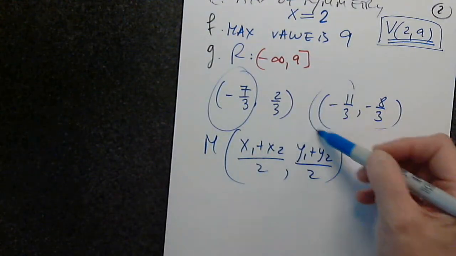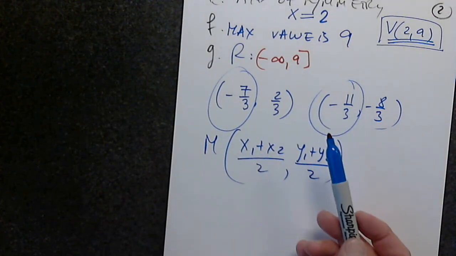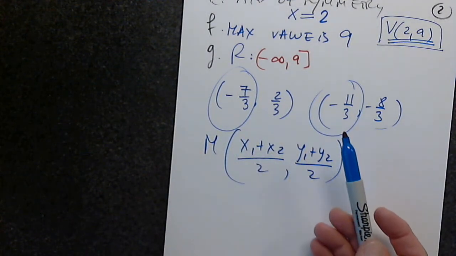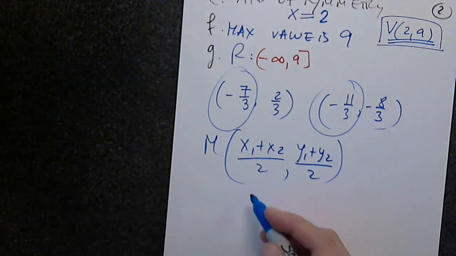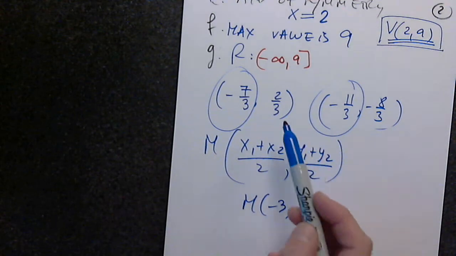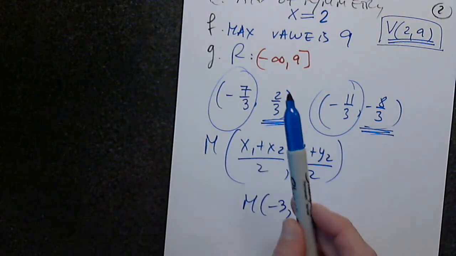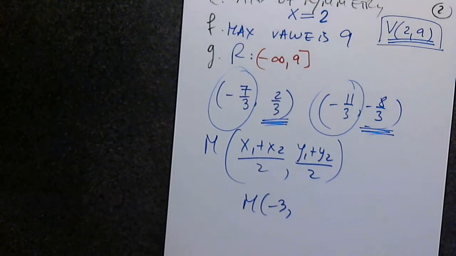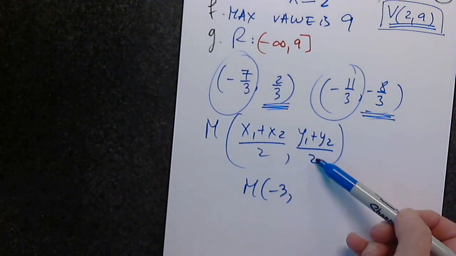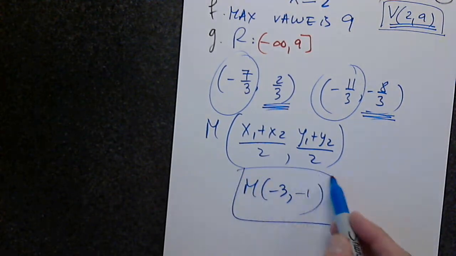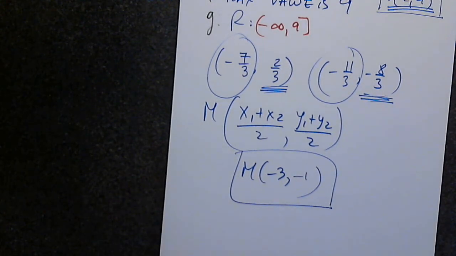When I add this to this, I get -18 over 3. -18 over 3 is -6. -6 divided by 2 is -3. When I add these two, 2 over 3 minus 8 over 3, I get -6 over 3, which is -2. And -2 divided by 2 is -1. Very good question. Is this clear? This is the midpoint, right?